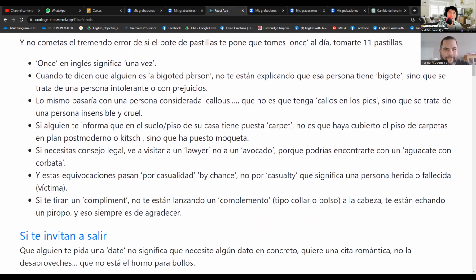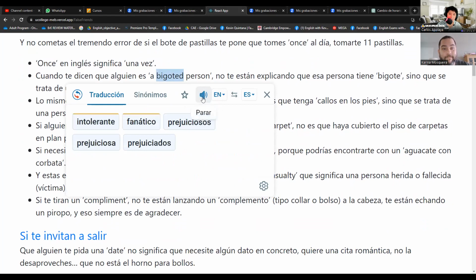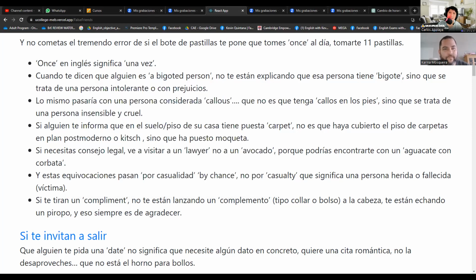¿Ok? Cuando te dicen que alguien es a bigoted person, si quieres estar seguro, pasas tu mouse, haces clic acá y luego hacemos clic en el audio. Bigoted. Bigot. No te estás explicando que esa persona tiene bigote, sino que trata de una persona intolerante o con prejuicios. Bigoted. So, are you a bigoted person? No. You are open-minded, right?